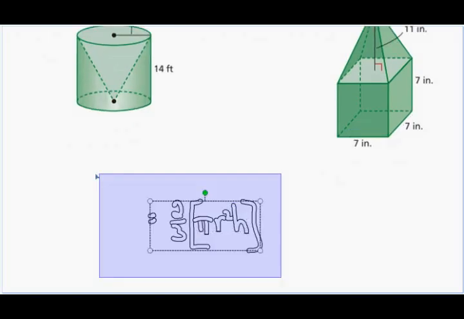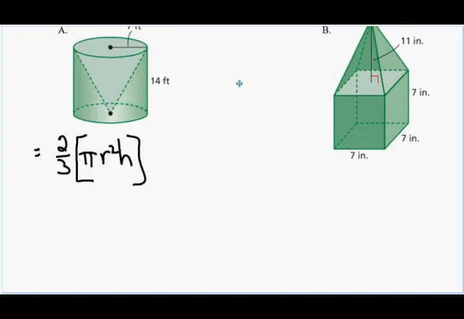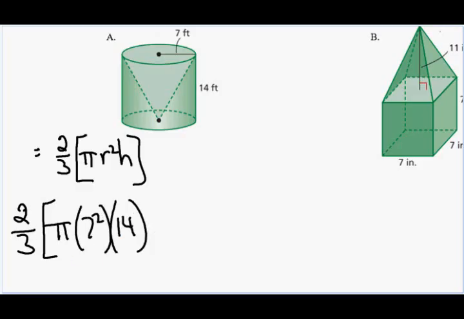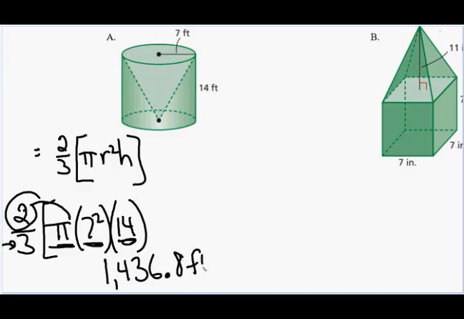Oops. Let me move this up. Okay, in the picture, r is 7, h is 14. So 2/3 times pi times 7 squared times the height, 14. So in my calculator, I would do 7 squared, multiply that by 14, multiply that by pi, multiply by the numerator 2, and then divide by denominator 3. If all goes well, you should get 1,436.8 feet cubed.